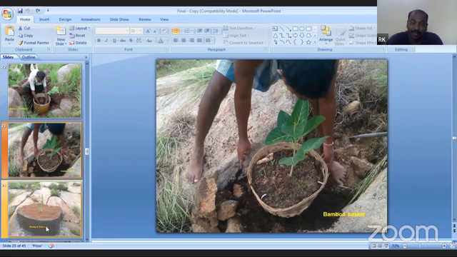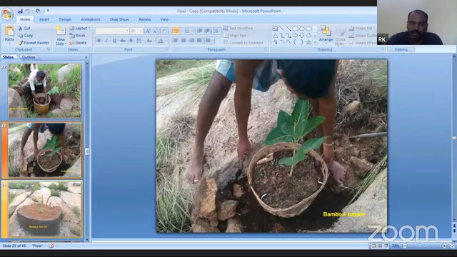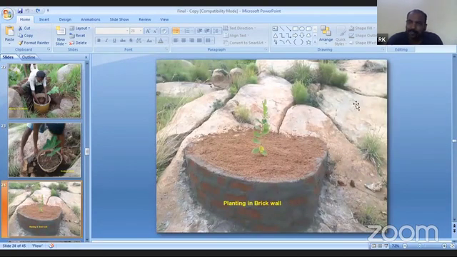Third, you see the same extended area, but here is one type of rock, here is one type of rock. Because when it rains, all the rain water will be coming here. So here we make a place for planting in a brick wall. So we form this type of brick wall, fill it with nutrients and other soils and farmyard manure like that. Then we plant it.